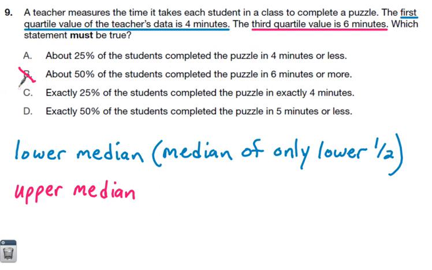And choice D, exactly 50% of the students complete the puzzle in 5. No, no, no. You cannot even begin to make that assumption. So it's definitely A. Next.